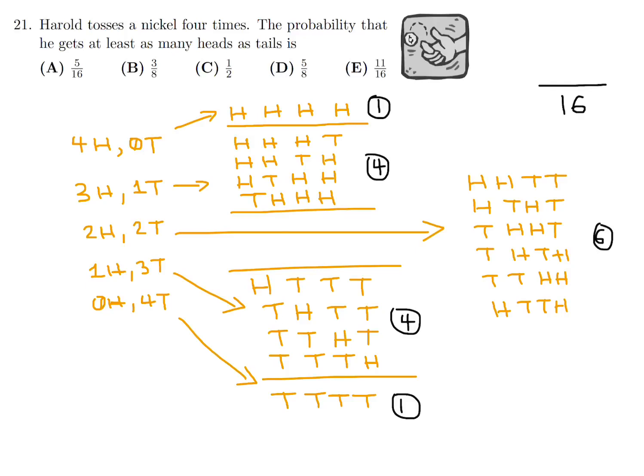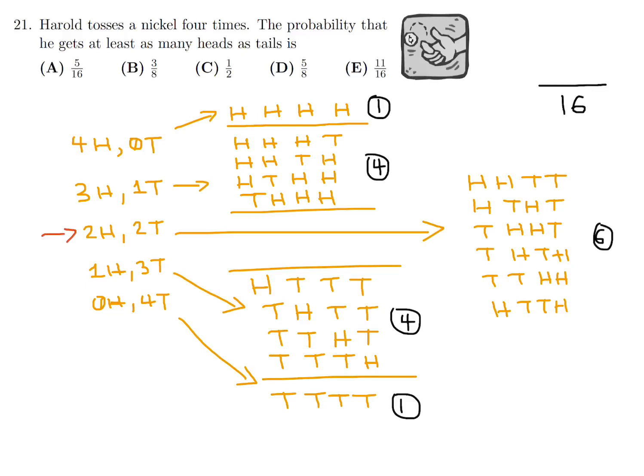Okay? Now, the wording of this is a little tricky. The probability that he gets at least as many heads as tails. Please don't jump into the trap of figuring out only when the number of heads is the same as the number of tails, which is this scenario. Because if you did that, you'd say, oh, okay, that's 6 over 16. That's 3 over 8. Choose B and off you go. Well, unfortunately, that's wrong. Why is it wrong, though?